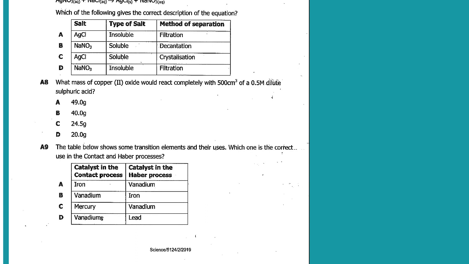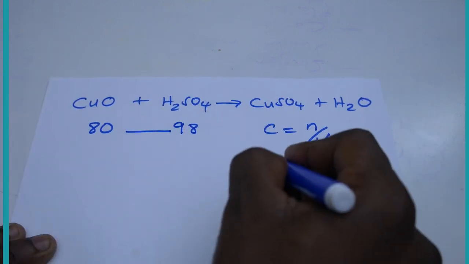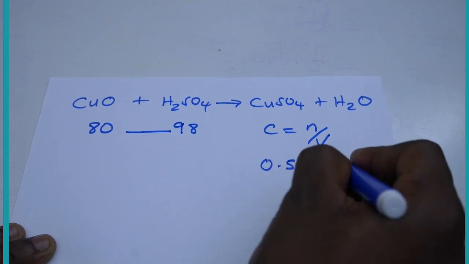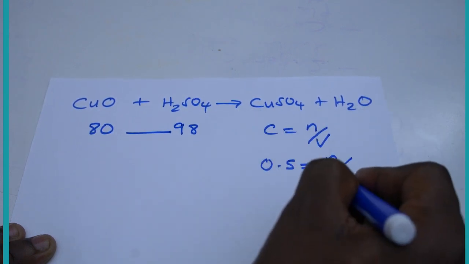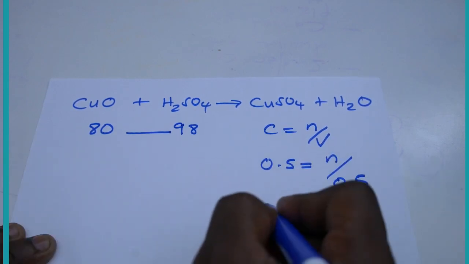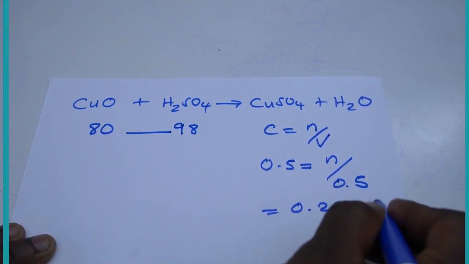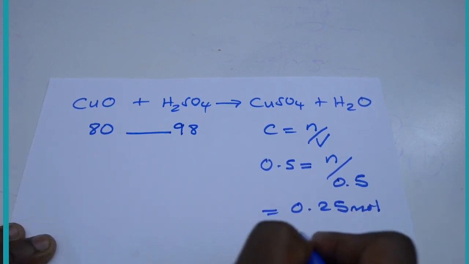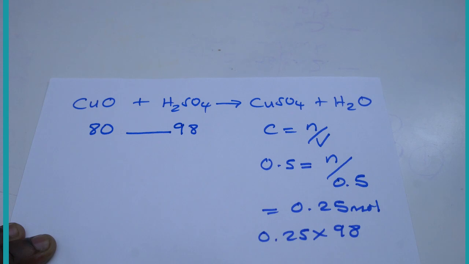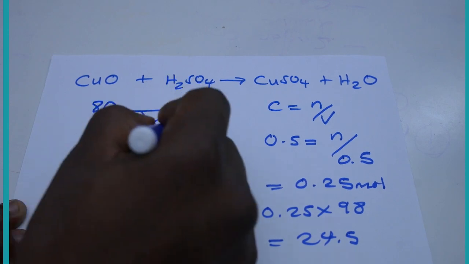We need to convert these to the mass. So first of all, we calculate the number of moles, and we use the formula. Concentration is equal to number of moles over volume. So concentration is 0.5 is equal to N over, we'll convert the 500 cubic centimeters, the volume, to cubic decimeters. And we'll do this by dividing the 500 by 1000, which will give us 0.25 moles. And then when we multiply this by 98, it will give us 24.5. So we get our 24.5, and then we cross multiply.